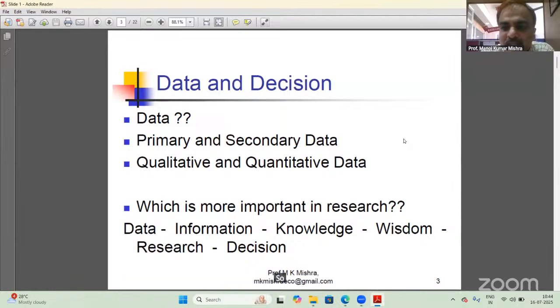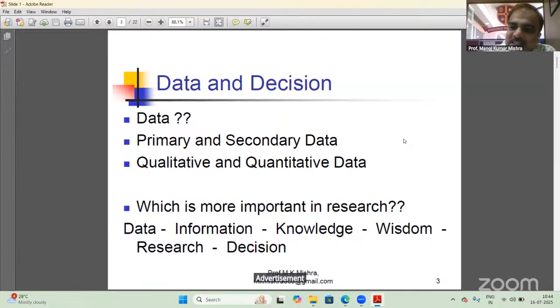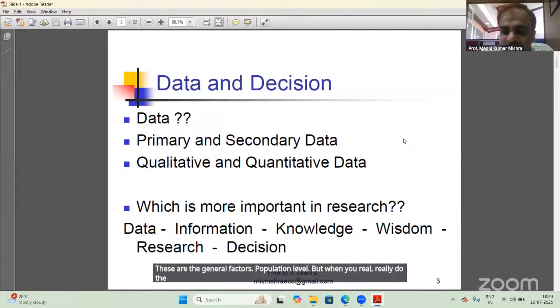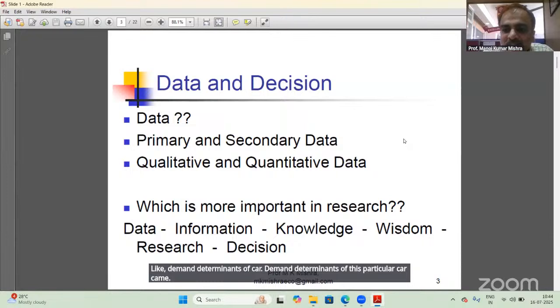So generally in the book you have read, demand is a function of the price of the product, consumer's income, prices of complementary goods, prices of substitute goods, advertisement expenditure, season and environment. You have also read, but these are the general factors, population level. But when you really do the research, like demand determinants of a car, demand determinants of this particular car in Karnataka.